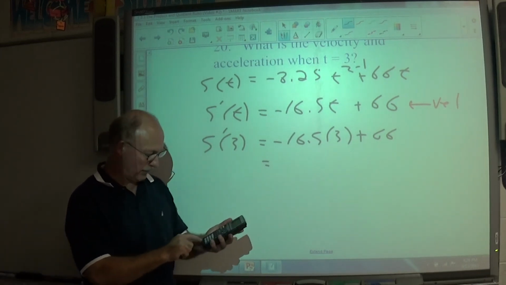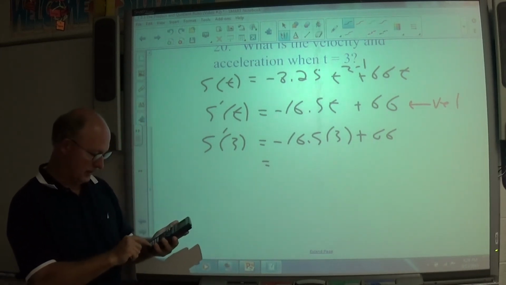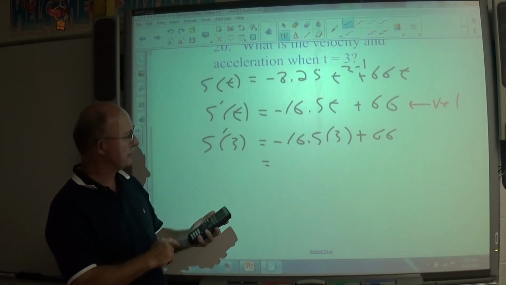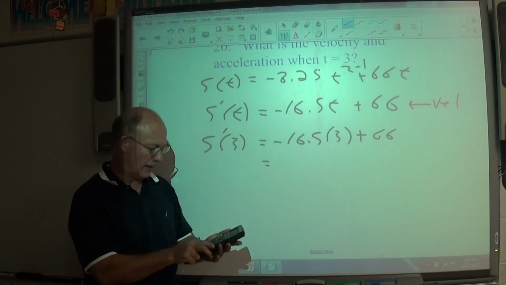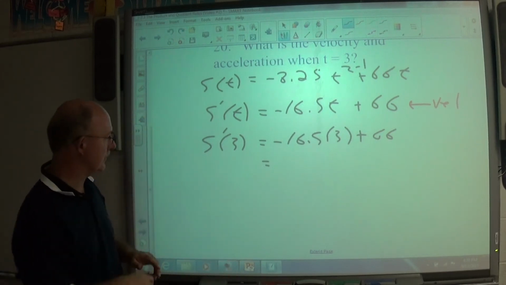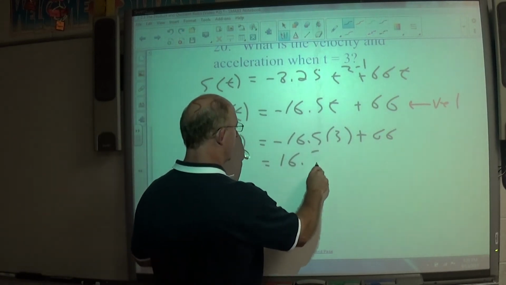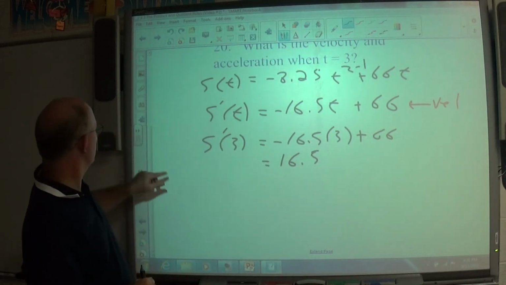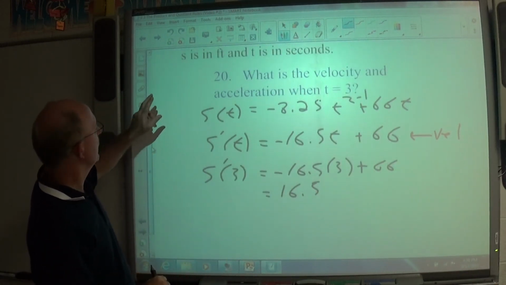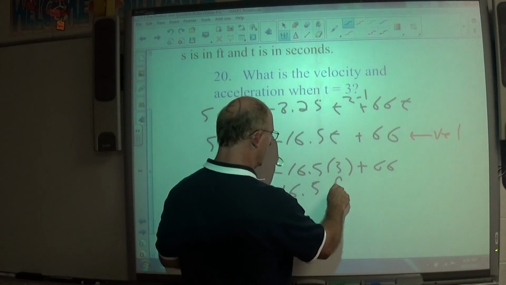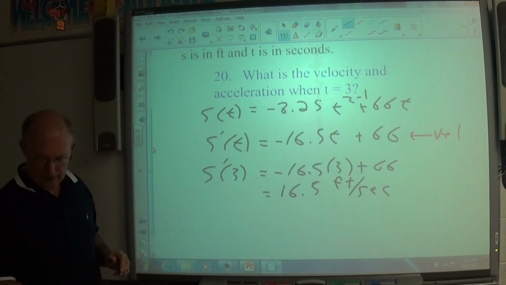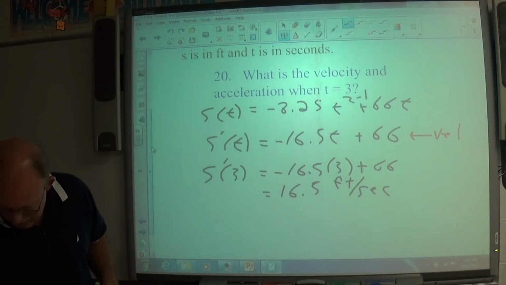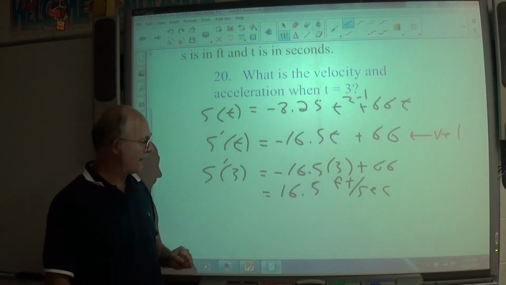So it'll be negative 16.5 times 3, okay, plus 66. That'll give us positive 16.5. So 16.5. Now let's see, this is our velocity. So what was our units now? Feet per second. So it'll be 16.5 feet per second. All right, so it'll be 16.5 feet per second.